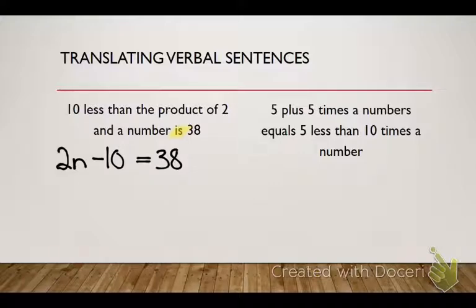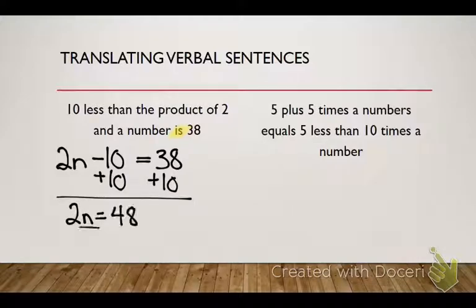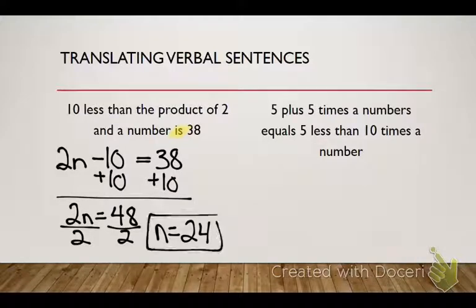All right, who messed up the order? Did y'all mess up the order? Because remember, if this was 10 minus the product or 10 subtracted by or any other subtraction keyword, it would be 10 minus 2n. But because it's less than, I have to reverse the order. All right, so now I add 10 to both sides, divide, and I get 24. I get 24.